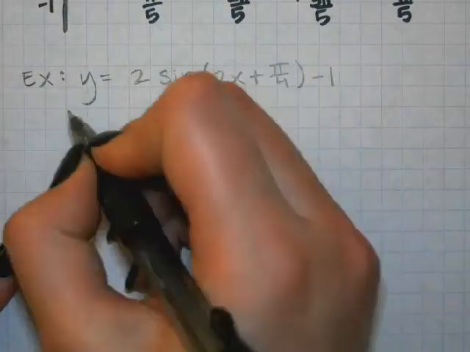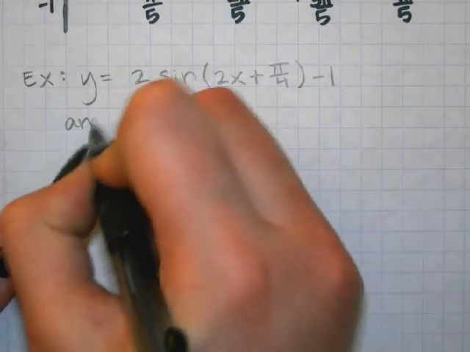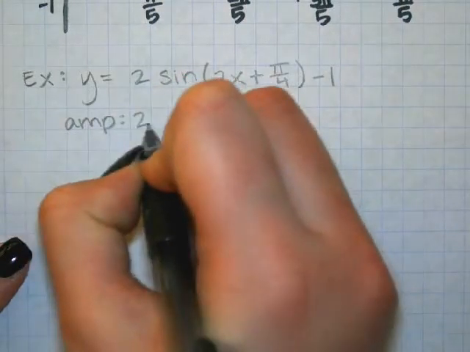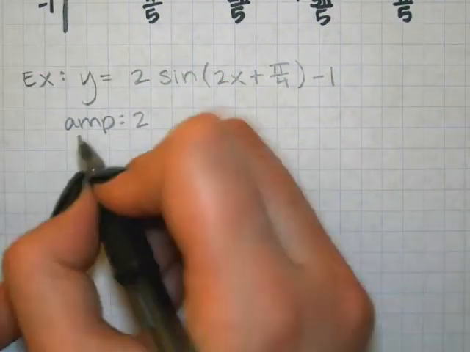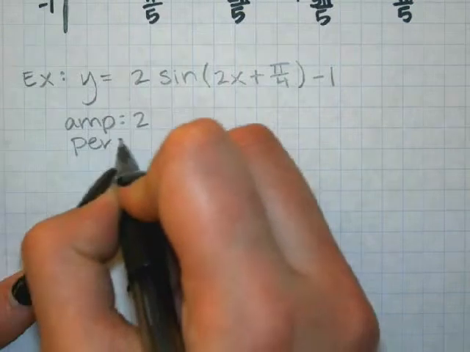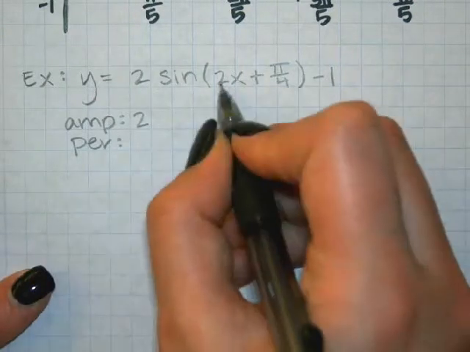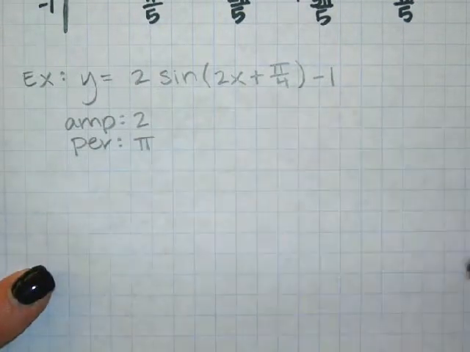All right, what's the amplitude for this graph? 2. What's the period for this graph? Pi, so 2 pi divided by 2 is just pi.